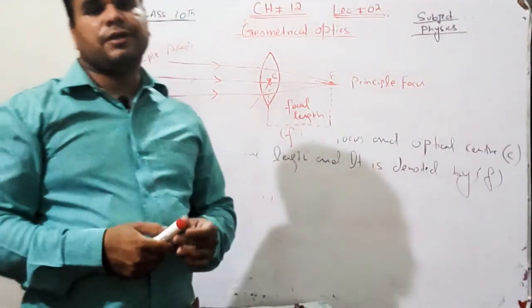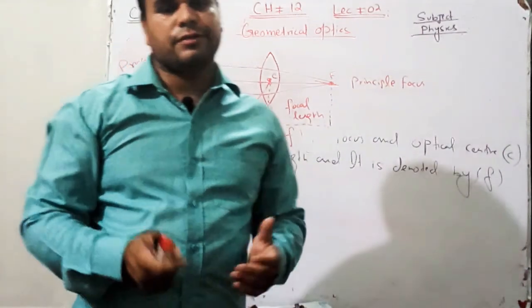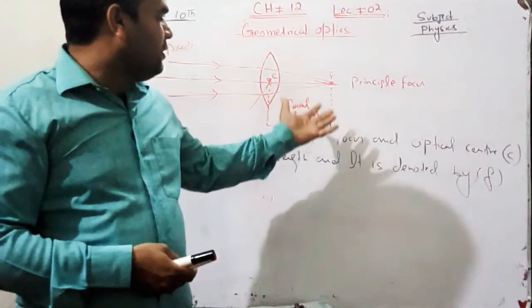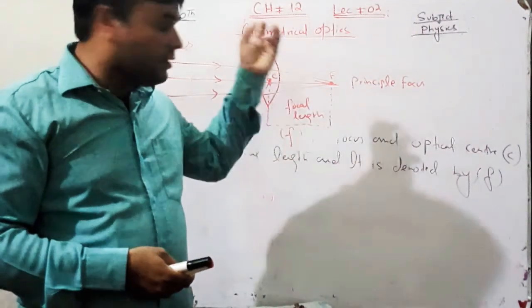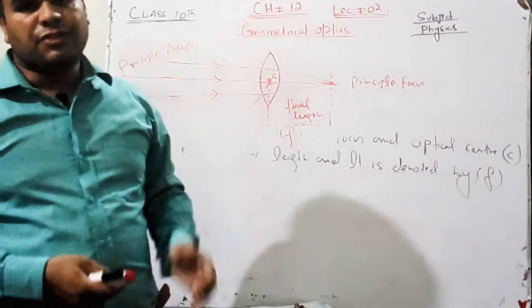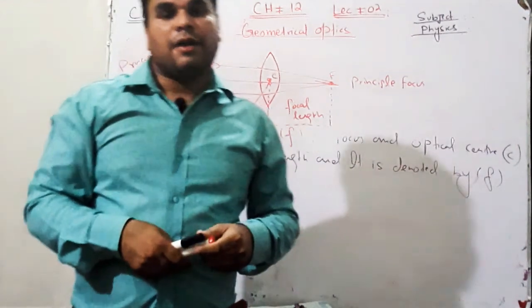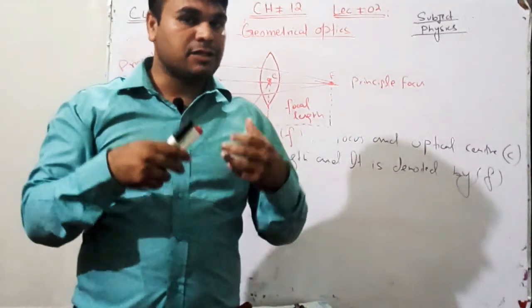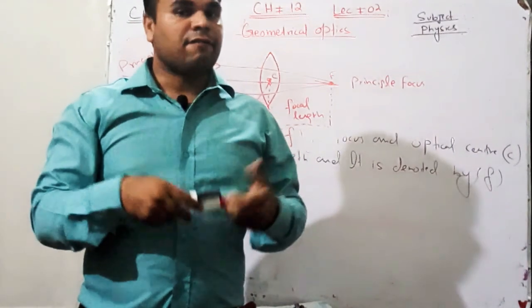Dear cadets, today we discussed different terms which are used in a lens. These are basic terms which are used in a lens. In our next topic, inshallah, we will discuss properties of concave and convex lens.